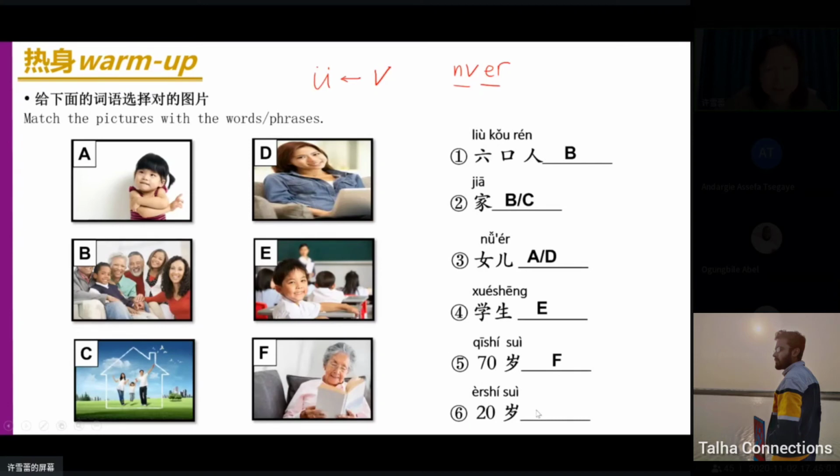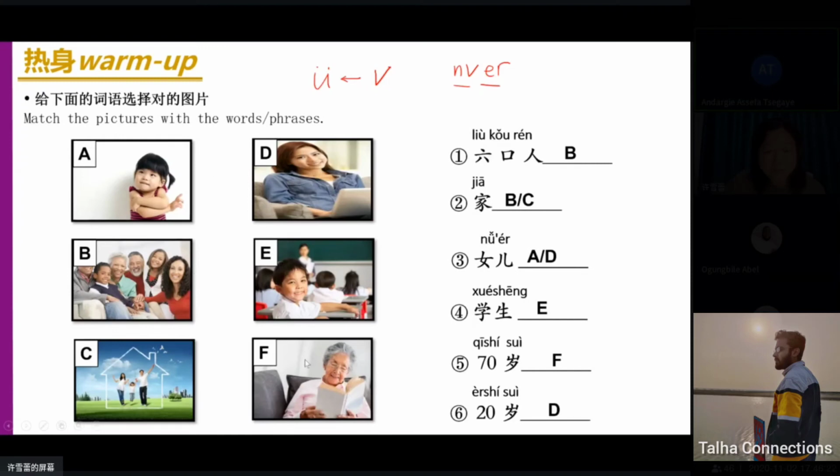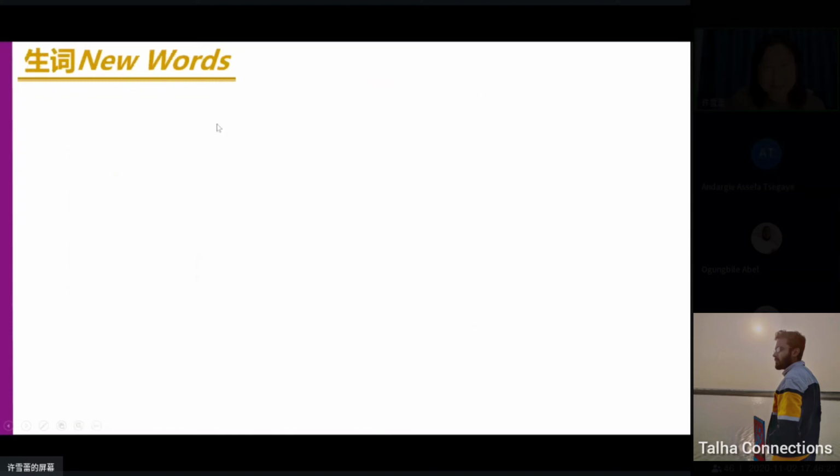20岁. Sure. 20岁. 20 is 20. So 20 years old. 20岁. She is 20岁. Okay. 他20岁. 他70岁. D. Yeah. Okay. So here are some words we may use in the dialogue.